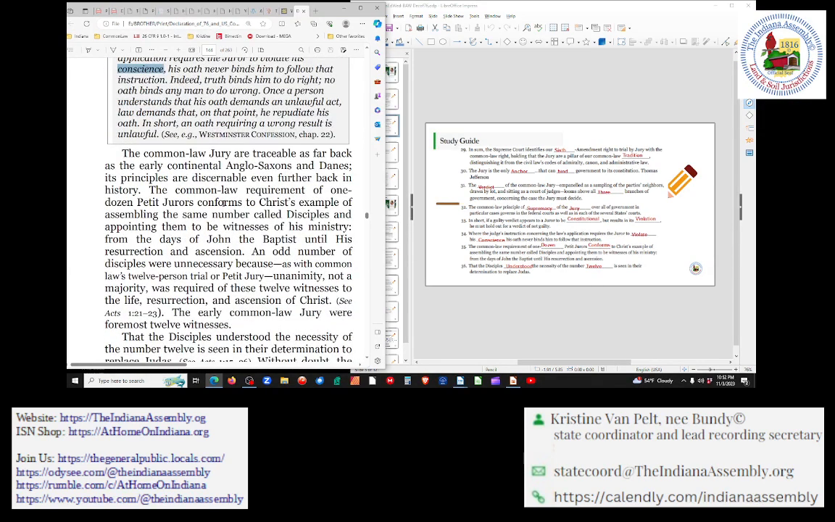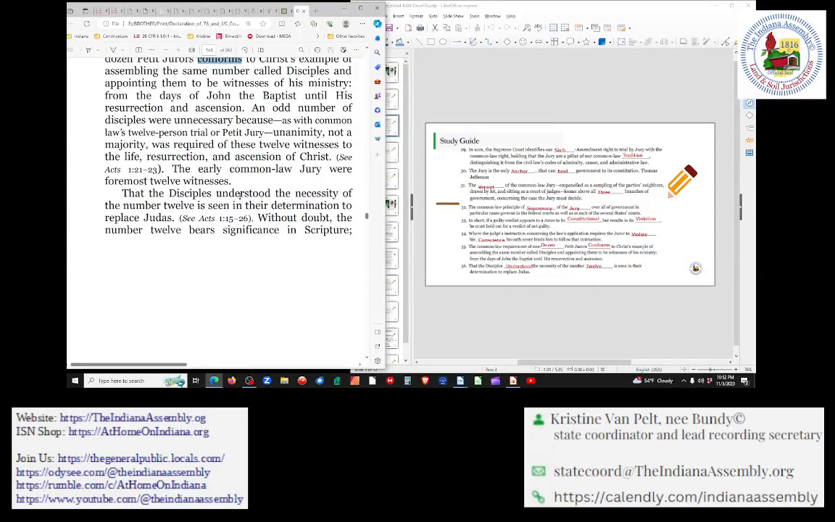35, the common law requirement of one dozen petit jurors conforms to Christ's example of assembling the same number called disciples and appointing them to be witnesses of his ministry from the days of John the Baptist until his resurrection and ascension. Number 36, that the disciples understood the necessity of the number 12 is seen in their determination to replace Judas.